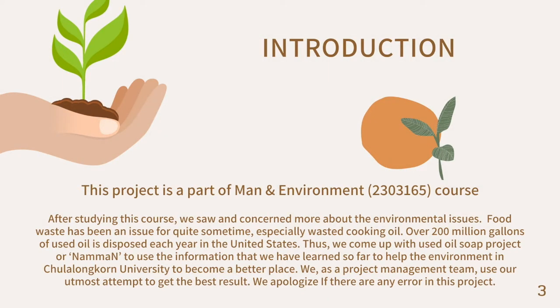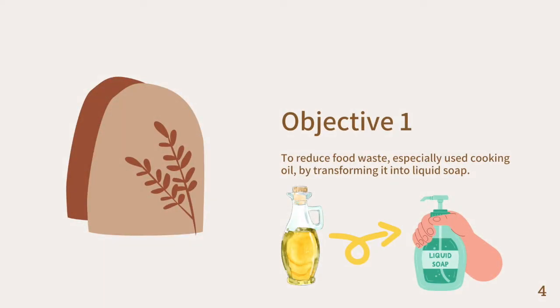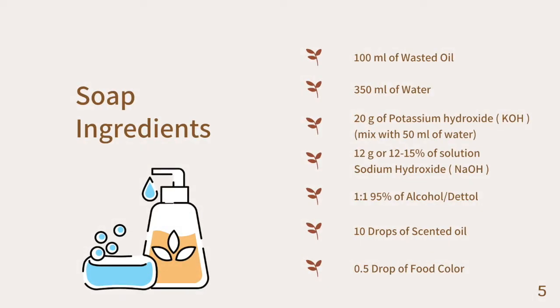For the first objective of this project, we try to reduce food waste, especially used cooking oil, by transforming it into liquid soap. In this project, there are 4 methods that we have used in the soap making process, and in each method, different ingredients are used. So let's take a look at all of them now.